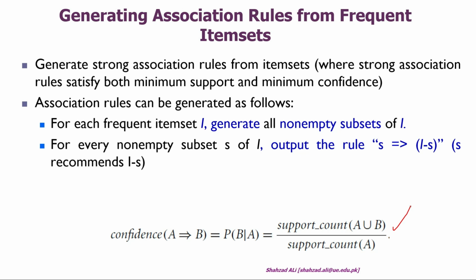The conditional probability is expressed in terms of item set support counts, where support count of A union B is the number of transactions containing the item sets A and B, and support count of A is the number of transactions containing the item set A. Because the rules are generated from frequent item sets, each one automatically satisfies the minimum support. So frequent item sets can be stored ahead of time in a hash table along with their counts, so that they can be accessed quickly.